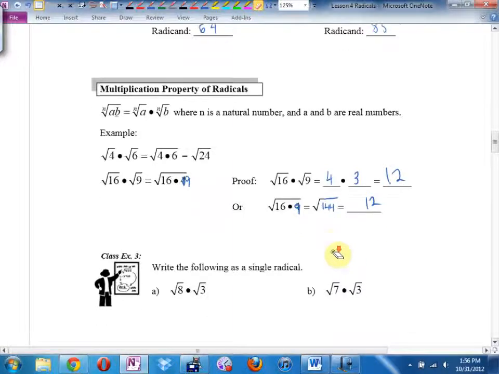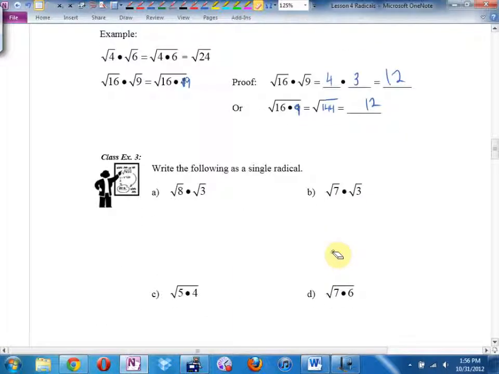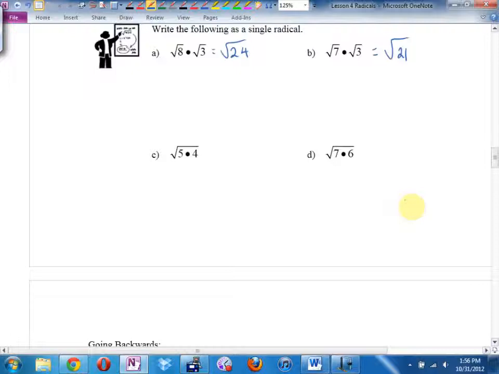It says write the following as a single radical. What's root 8 times root 3? Root 24. B. C. D. Root 42.